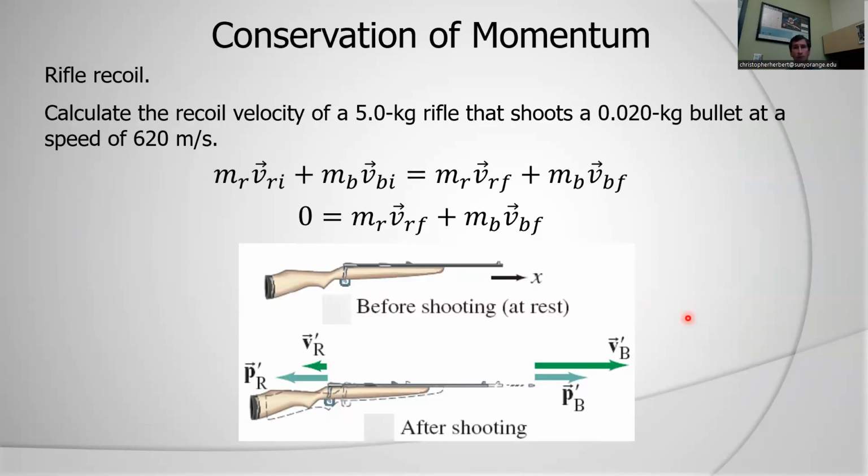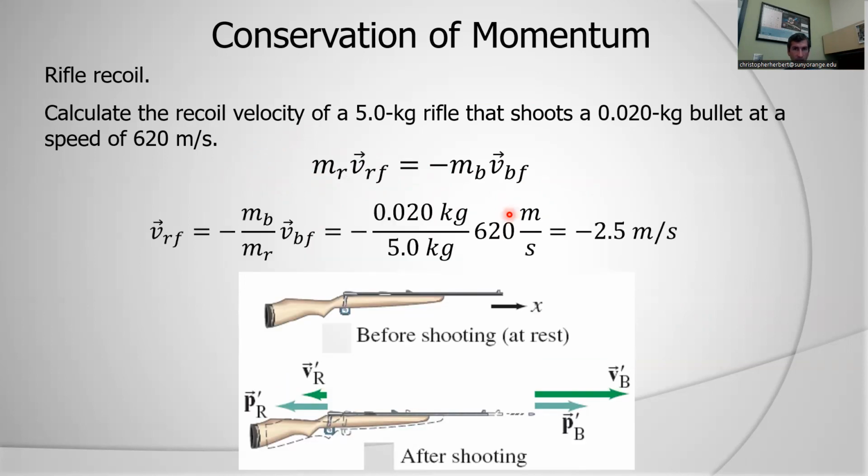Let's use the example of recoil. Here I have a 5-kilogram rifle, and it's going to shoot a 20-gram bullet at a speed of 620 meters per second. Now, you're going to see that when firing a weapon, a firearm, the recoil of the firearm is not insignificant. So again, we're pretty much acting like the rocket system. Before the interaction, both the rifle and the bullet have zero momentum, at least in our frame of reference. After the bullet is fired, the momentum of the rifle and bullet has to be equal and opposite.